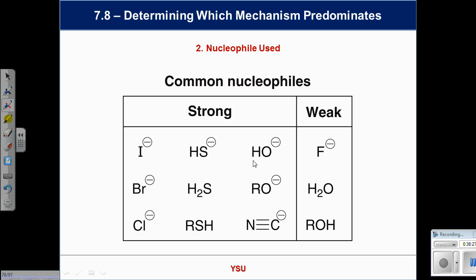Now, a bunch of tables. I find tables boring, but we have to deal with them. And some of this is intuitive. If you understand the acid-base stuff, this should not be a problem. We're going to find that some nucleophiles can be described as strong, some of them as weak, some of them in the middle.